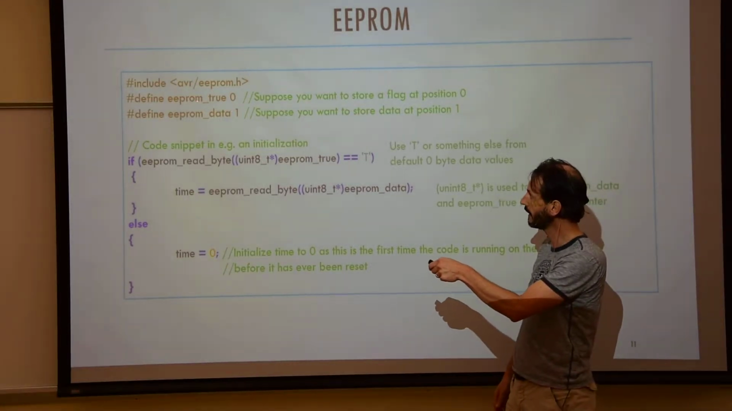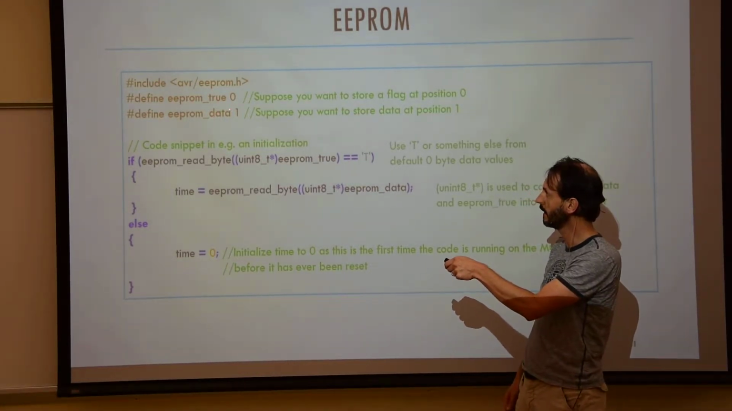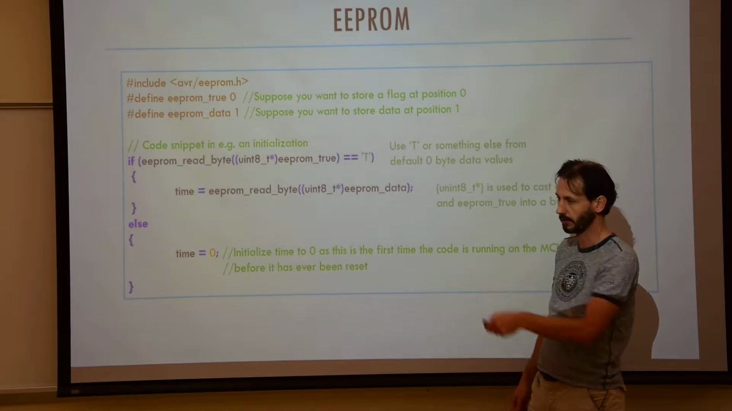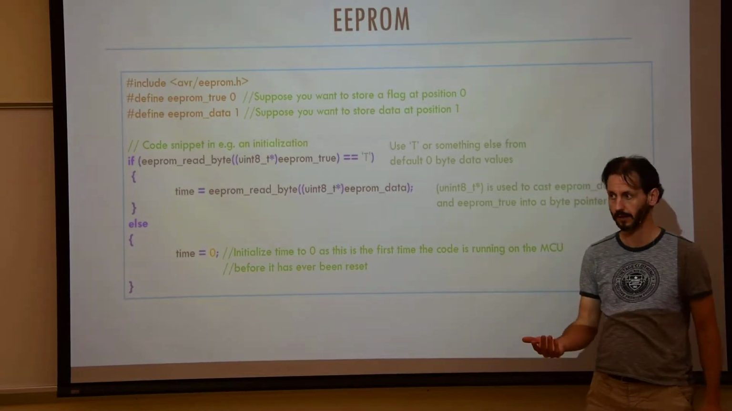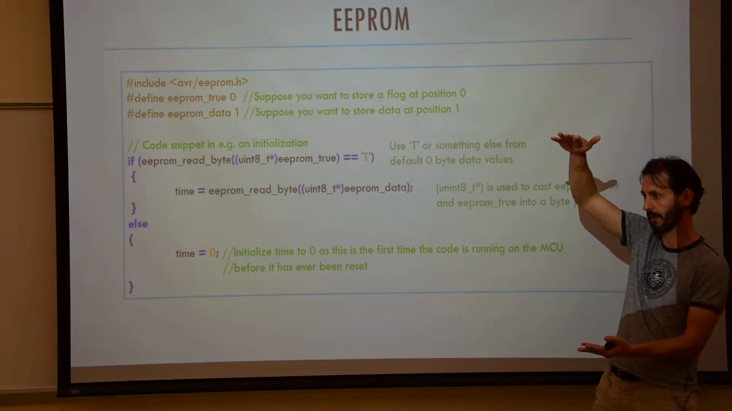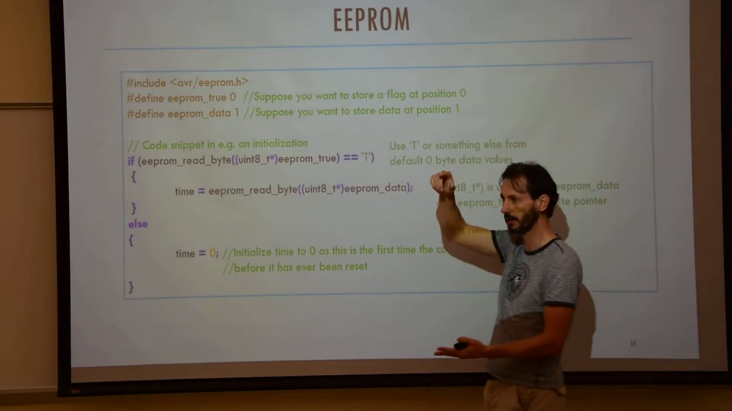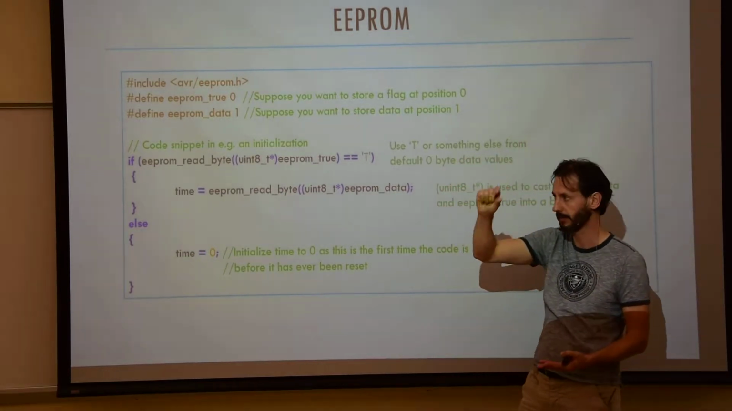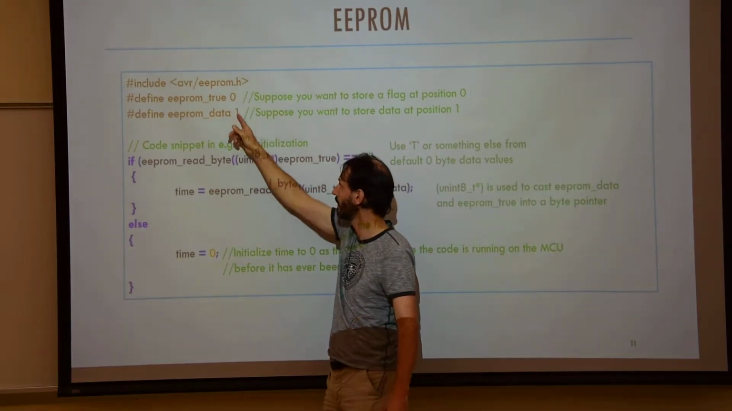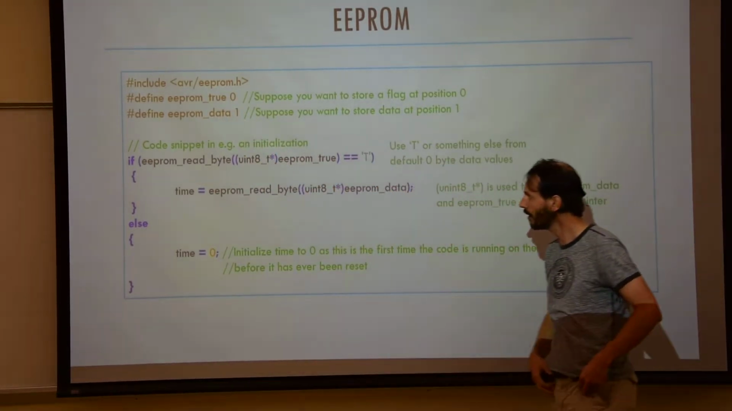We're going to define EEPROM true and EEPROM data as two addresses. Don't think of those as being values. We have a whole range of EEPROM memory that is addressed, and we're just interested in the very first two addresses, labeled 0 and 1. What are we going to do?